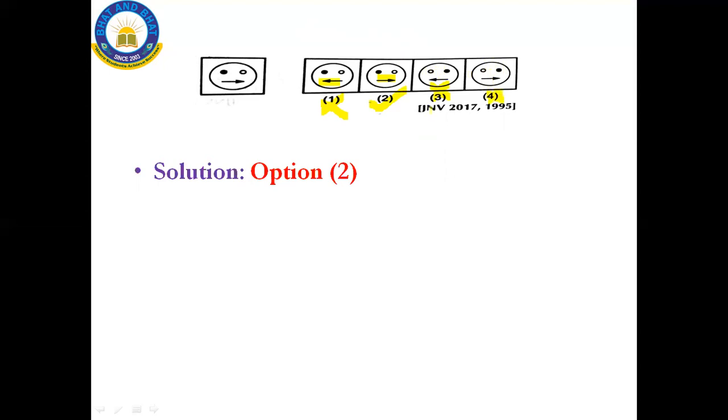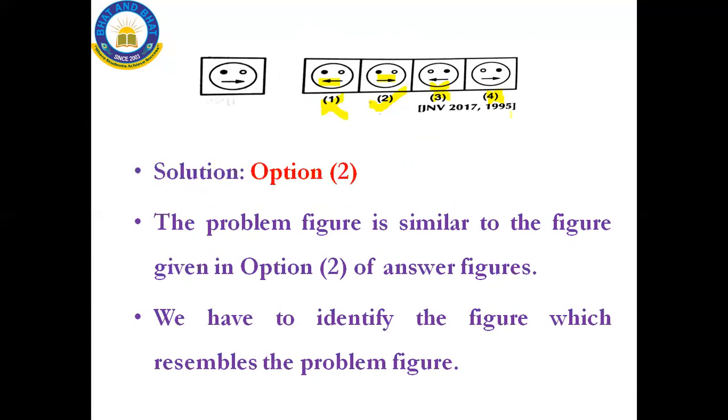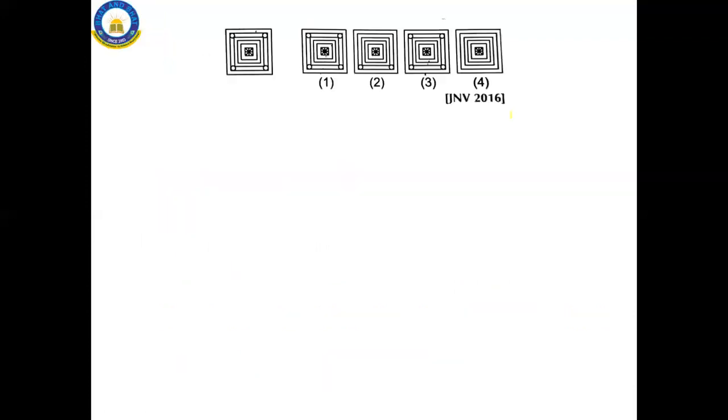And this is a very important question. It was repeated in 2017 as well as 1995. So what is the correct option here? Option 2 is the correct answer. The problem figure is similar to the given figure, so option 2 is the correct answer. We have to identify the same figure which resembles the problem figure. We should not make even a single mistake. Whatever the problem figure, we have to find the same figure. Next we'll move to the next example.